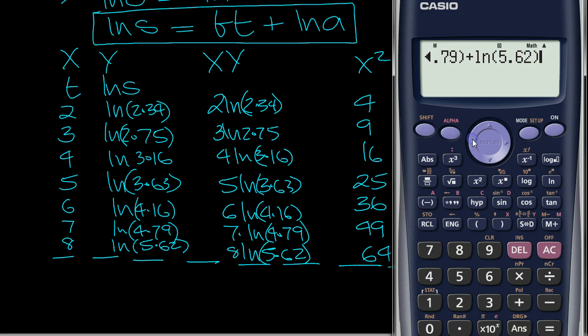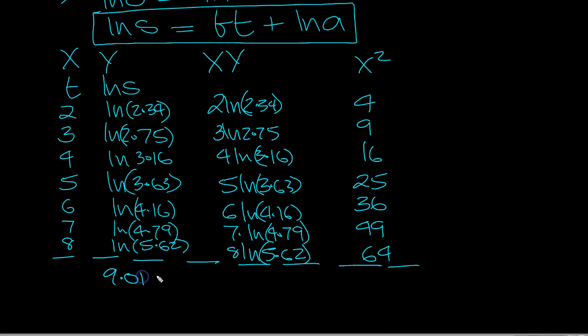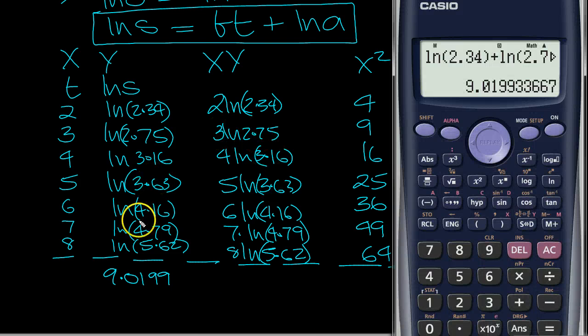9.01, so I'm going to go back and check everything's okay. Yeah, I think it's okay. So 9.0199, so I'm going to keep it nice and accurate, so I'll write 9.0199, so that's good enough, accuracy wise I would hope.